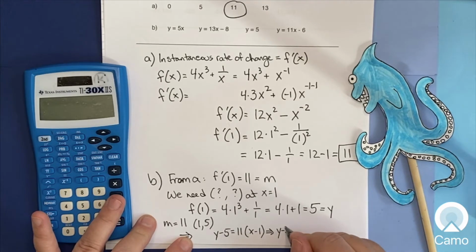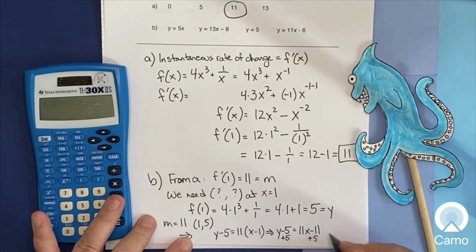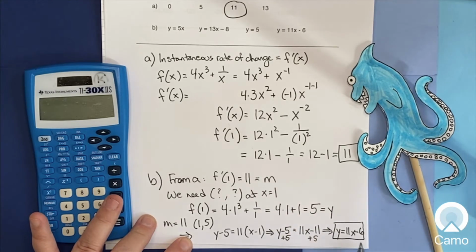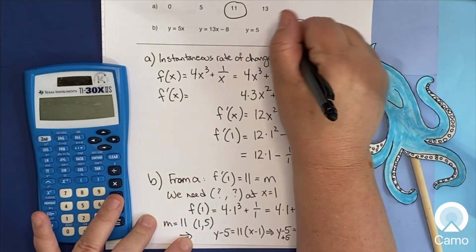Y minus 5 equals 11x minus 11. Add 5, add 5. Y equals 11x minus 11 plus 5 minus 6. Hopefully this is one of our options, 11x minus 6. Ooh, look, it's right there.